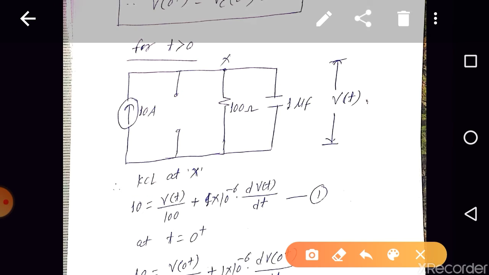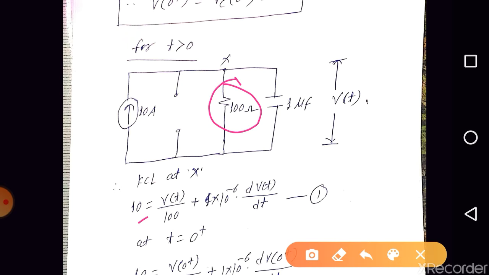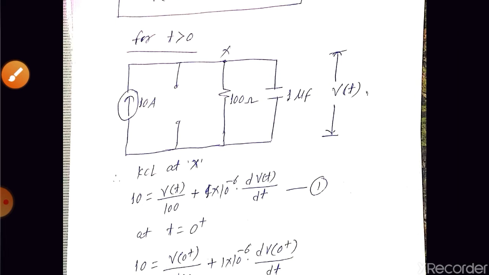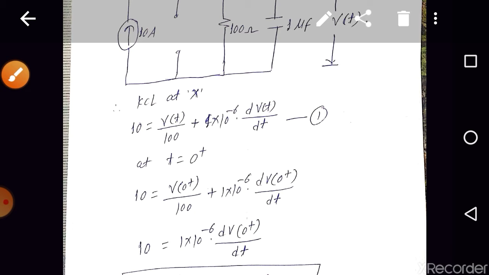Okay, so 10 is equal to the current flowing through the 100 ohm resistor, which is V of t by 100, plus the current flowing through the capacitor. As we know, the current flowing through the capacitor is equal to C into dVc by dt, right? So it is 1 into 10 to the power minus 6 into d by dt of the voltage across the capacitor, that is V of t. Consider it as equation 1.